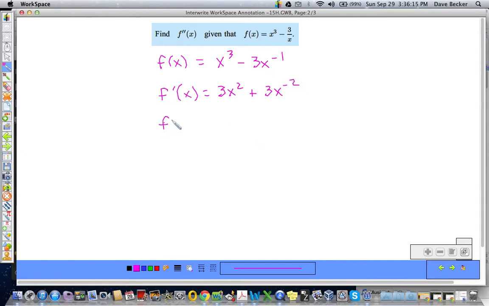So to take the second derivative, I take the derivative of the first derivative. That's all. No big whoop. So this would be 6x minus 6x to the negative 3. Done. If that's all you're asked to do, you leave it like that. Maybe if you need to evaluate, you clean up that negative exponent and rewrite that as minus 6 over x cubed. Done. We have taken the second derivative.